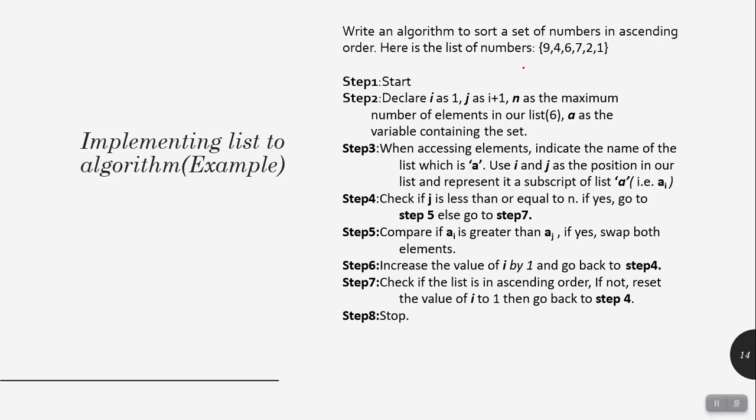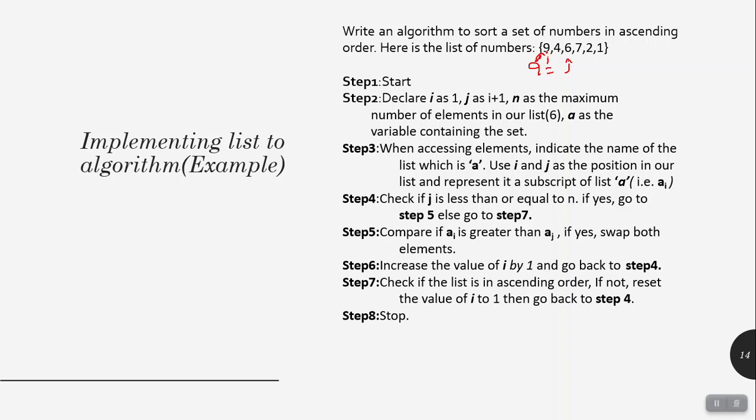I mean to say, it's just like A is equal to, so that would be the name of our list. Okay, and then step 3, when accessing elements, indicate the name of the list, which is A, and then use I and J as the position in our list and represent it as a subscript of the list A. An example, A sub I. If I is equal to 1, then this is A sub 1, meaning you're referring to one element, which is 9.